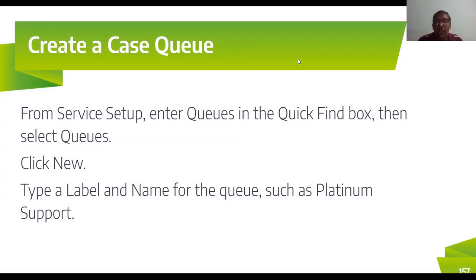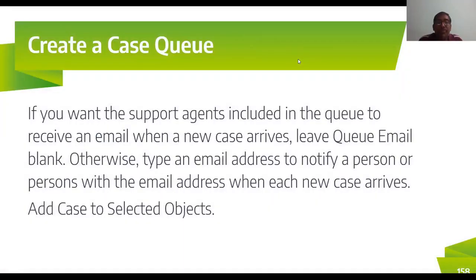In order to create a case queue, again you go to service setup. Under service setup, you have a quick find box. In the quick find box, you're going to select queue, and then click on new, and give the name of the queue as Platinum Support. If you want the support agents included in the queue to receive an email when new cases arrive, leave the queue email blank. Otherwise, type an email address to notify a person or group when each new case arrives. Add case to the selected objects.